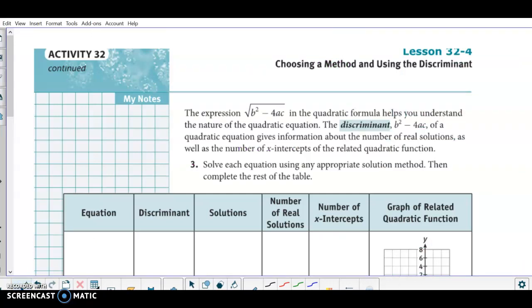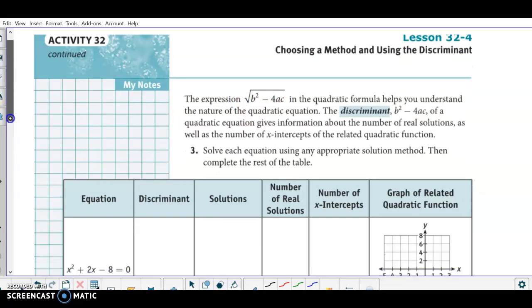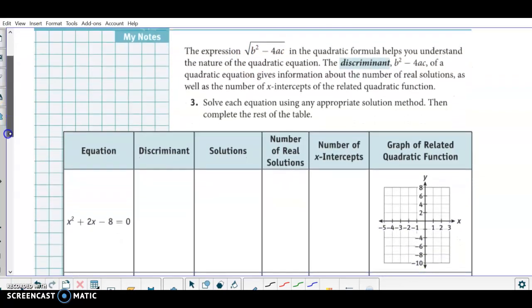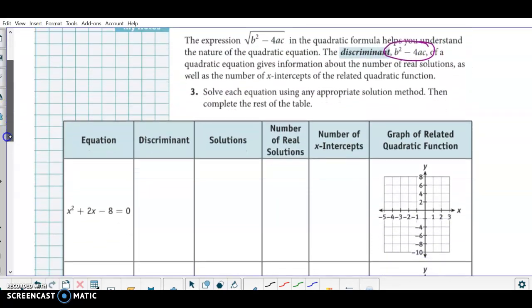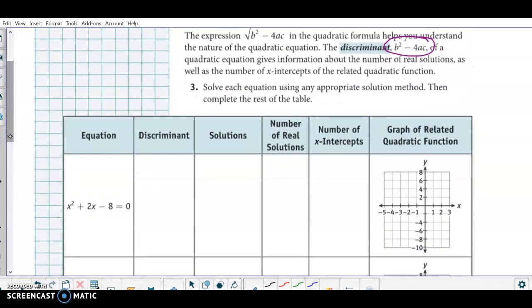So here we have the expression, the square root of b squared minus 4ac. Now, the quadratic formula, again, we'll talk about that. This b squared minus 4ac is actually a part of the quadratic formula, and that's the only part we're going to worry about right now. And it gives us information about the number of real solutions as well as the number of x-intercepts that a quadratic would have.